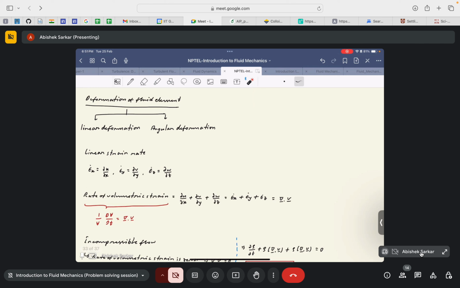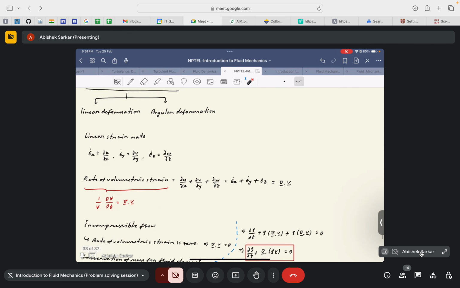So again, we will discuss quite extensively the shear strain, the lateral strain, the volumetric strain, the linear strain. Everything we'll discuss. So it's just the introductory part. Okay, so deformation of the fluid element can be classified into two broad categories: first the linear deformation and then the angular deformation. And for today's session we will just be dealing with linear deformation.